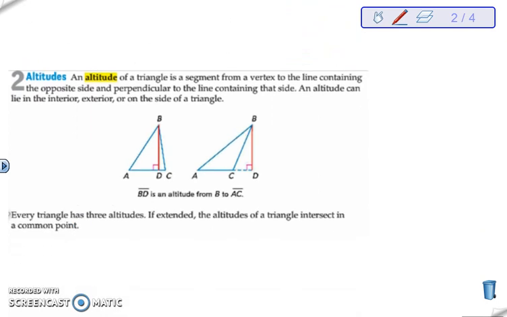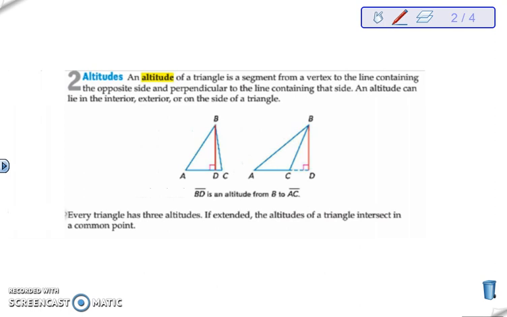Next thing to look at is an altitude. The altitude is also known as the height of the triangle. It's always going to come from one corner of the triangle and go straight across so that it's perpendicular to the opposite side. So here, right, it starts at point B, goes straight down to where it hits AC, and it makes a right angle.